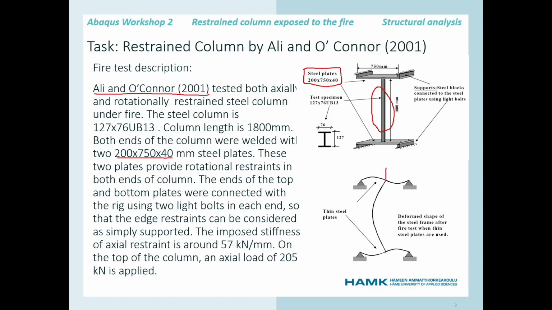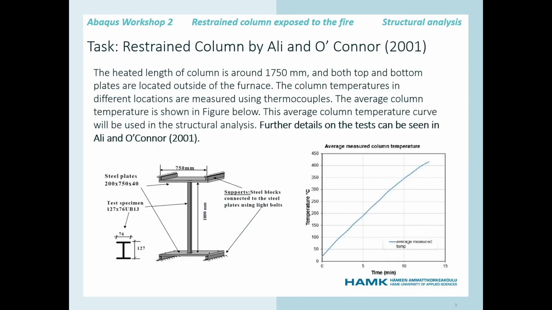So in this point, or maybe here, the load is applied. The heated length of the column is around 750 millimeters, which is shown here in red, so this is heated. Both top and bottom plates are located outside the furnace, which means that these plates are not heated, and the column temperature at different locations is measured using thermocouples.